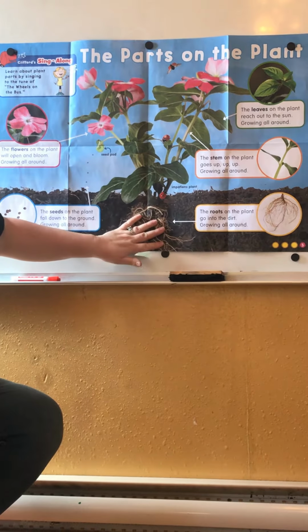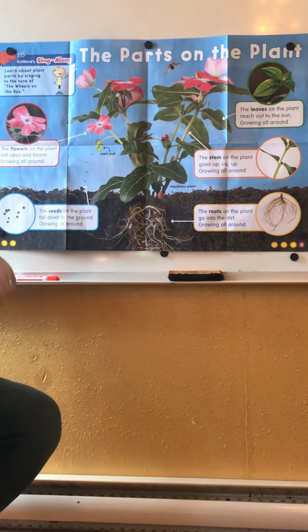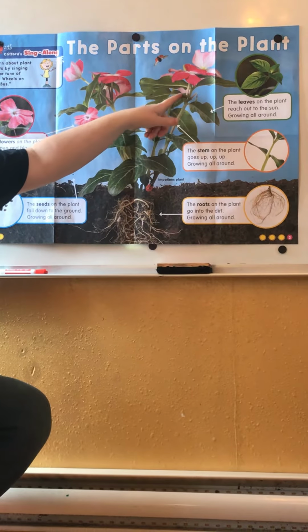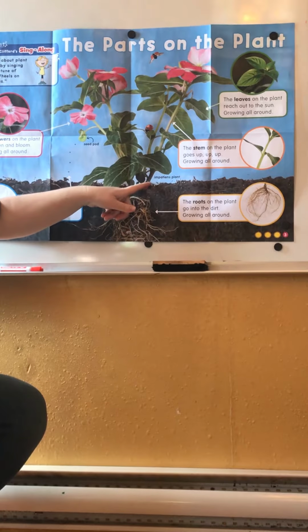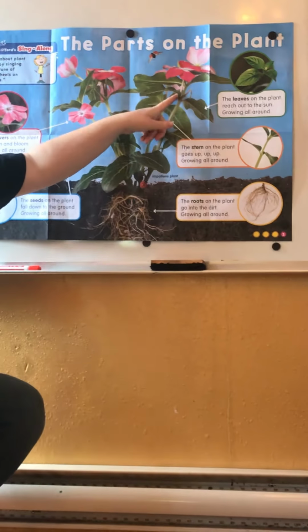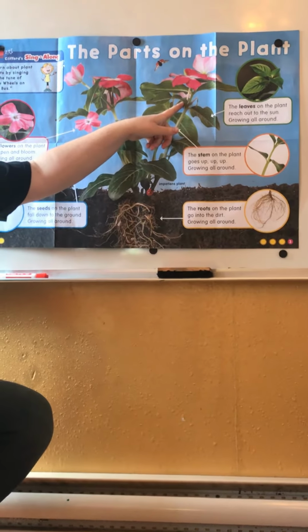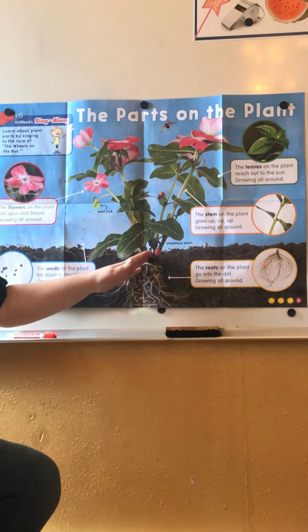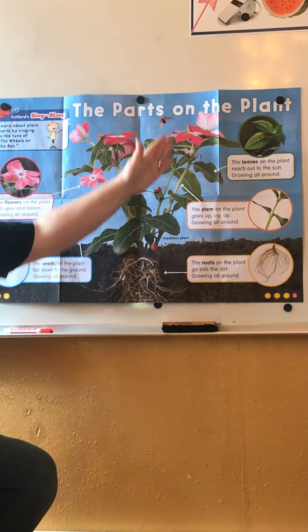Okay. All right. So we have the roots. Then up here, what do we have up here? What are we going to call this, friends? A stem, right? When I pick a flower, I hold the flower by the stem, right? I hold the stem, okay? All right. So the stem, does the stem grow up or down?